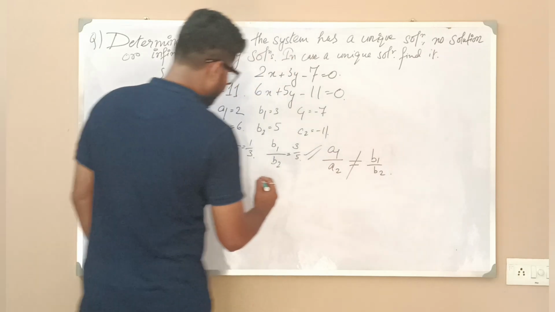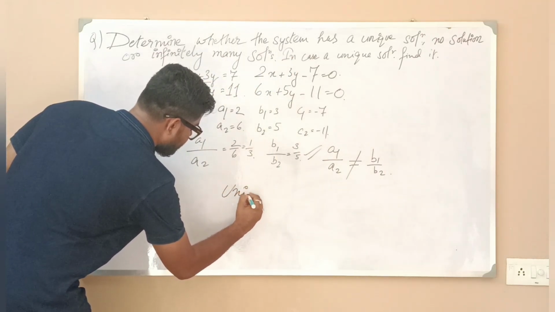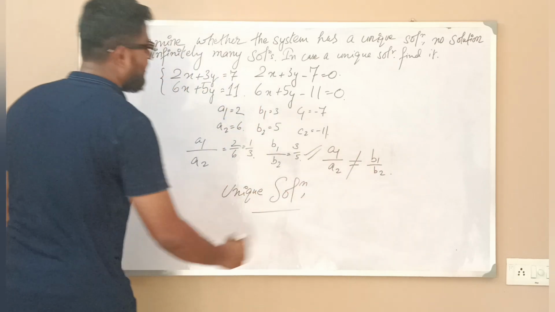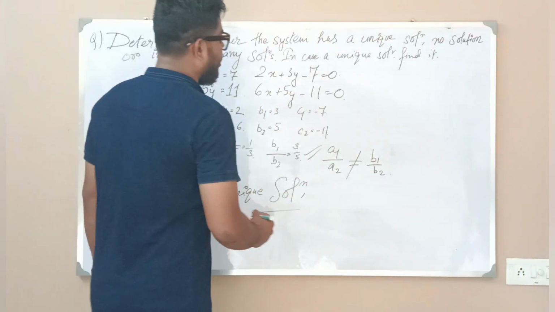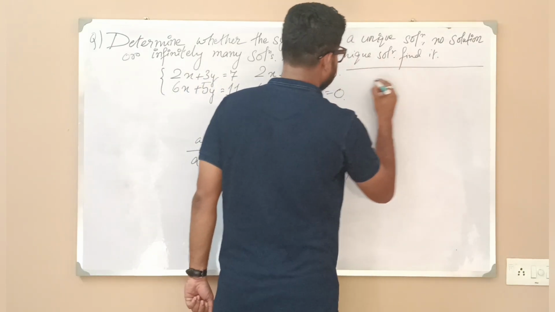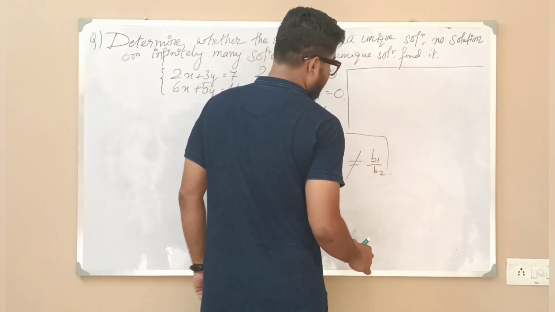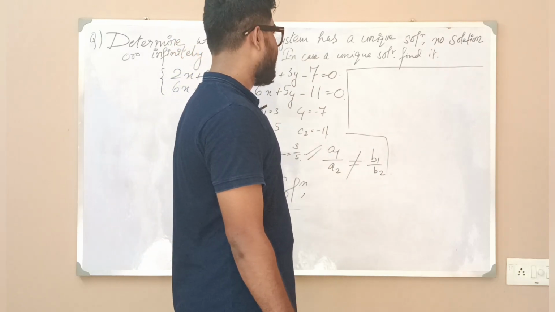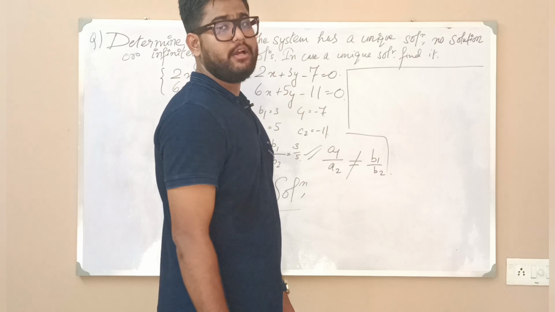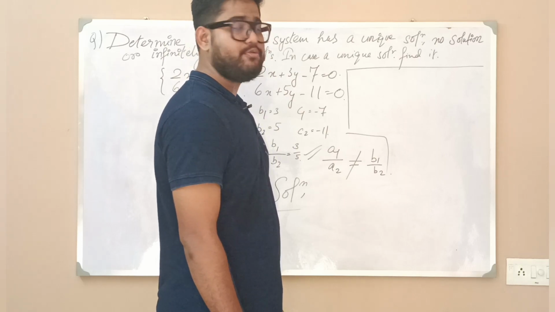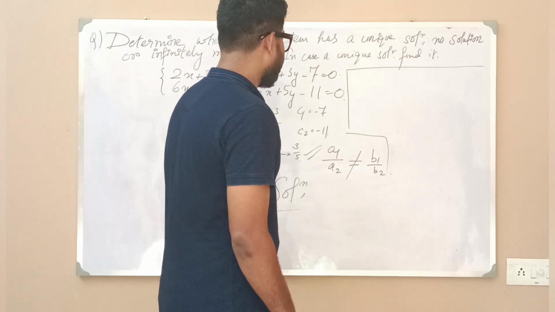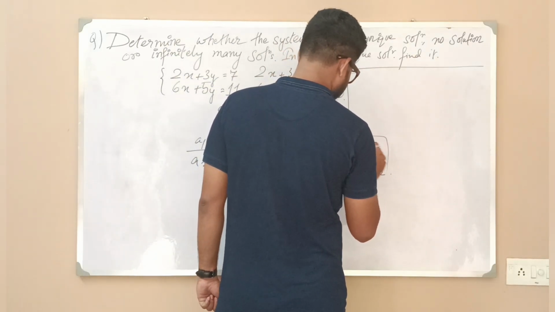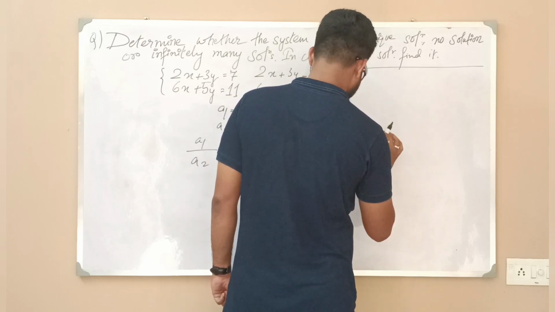So it will have a unique solution. So let's find out the unique solution now. Obviously we'll solve it by cross multiplication method, and if you want to learn the cross multiplication method, I have videos on my channel. Do have a view over there, so you'll get a clear view of what is linear equation and how you can solve it by cross multiplication method.